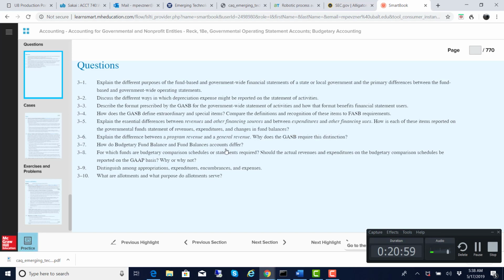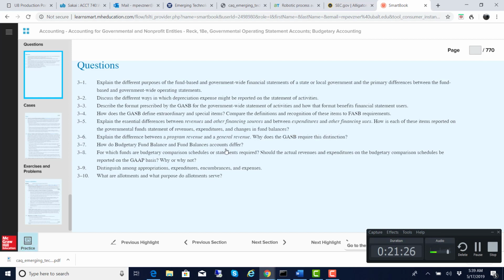Right. So in other words, if you don't use in the actuals a basis of accounting consistent with the modified accrual basis, then you need to provide the reconciliation of the actual amounts reported in the budgetary statement to the actual modified accrual basis of accounting.